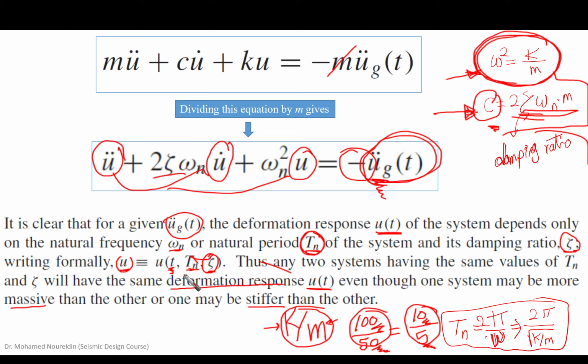This is why we said that Tn is the most important thing. Tn has a relation with the reciprocal of the radical of the ratio K over M, as we can put it here. I hope that you could understand this point. Now let's go to the next part.